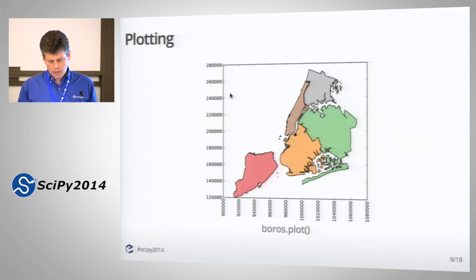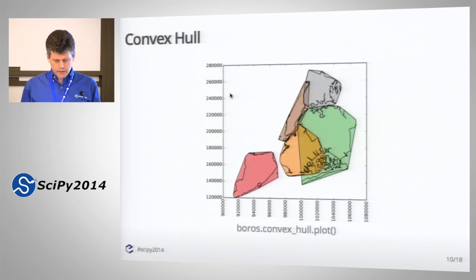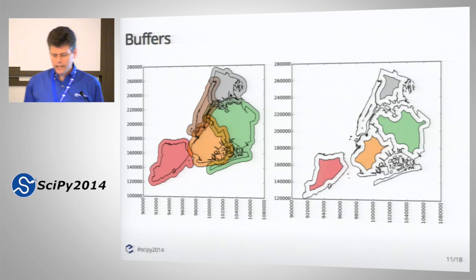This is a map of the boroughs of New York City that I use for examples. The axes are in feet because it's a projected New York State plane coordinate system that's in feet. Geometry is built in, so if we want to take the convex hull of each of the boroughs, you can apply a convex hull as an attribute. It's a computed property of the boroughs data frame, and then you can plot that, just chaining the calls like this. Any other Shapely operation is just built into the data frame, into the series.